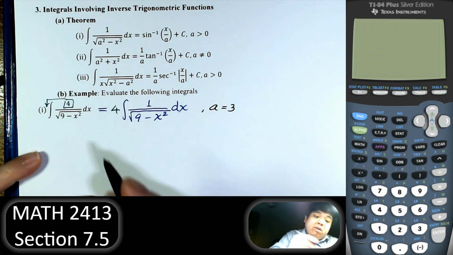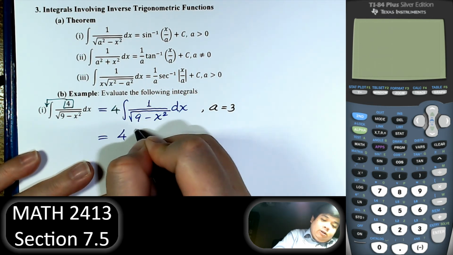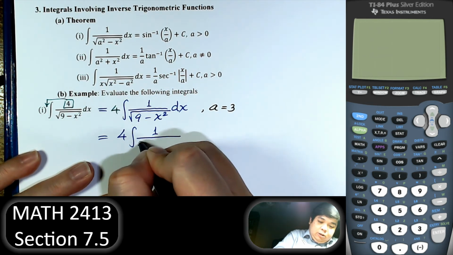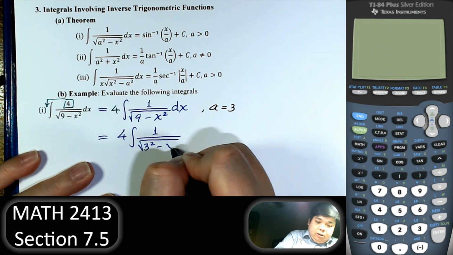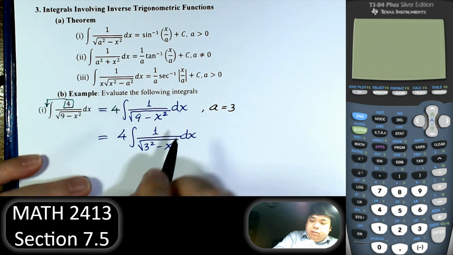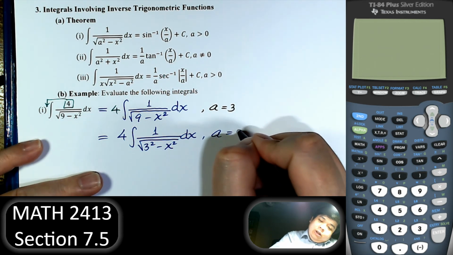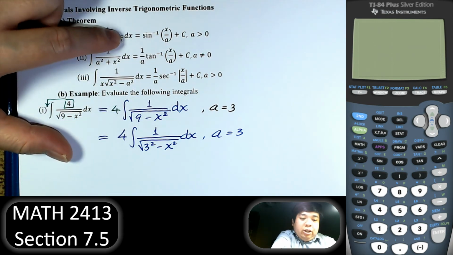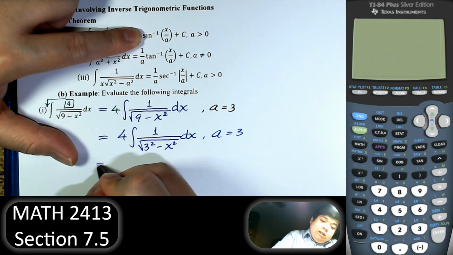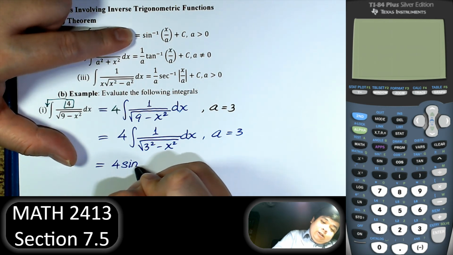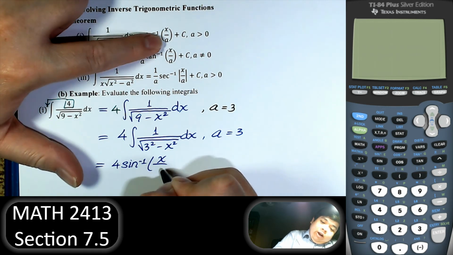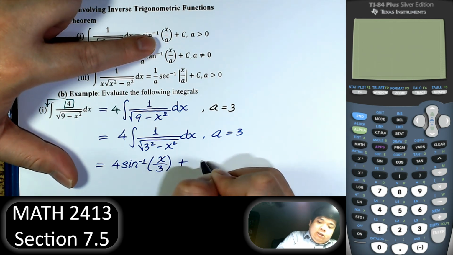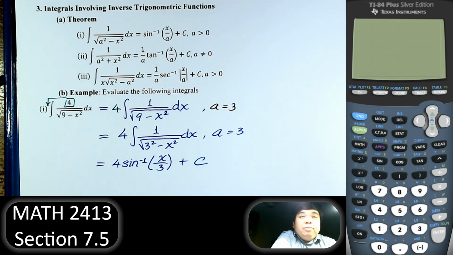Let's rewrite this even better. So a is equal to 3. According to that formula, the integral will be just sine inverse of x over a. So that's what we have.